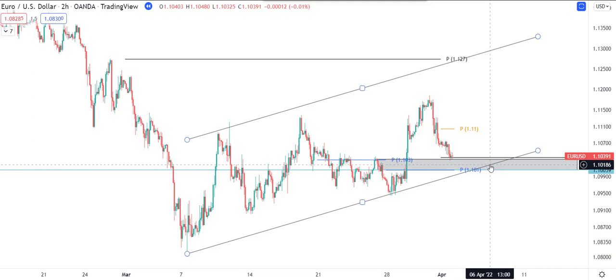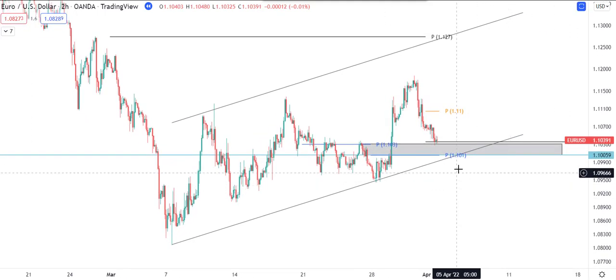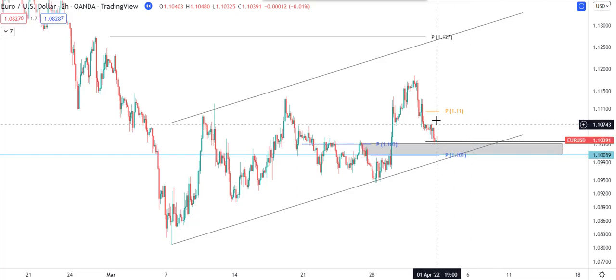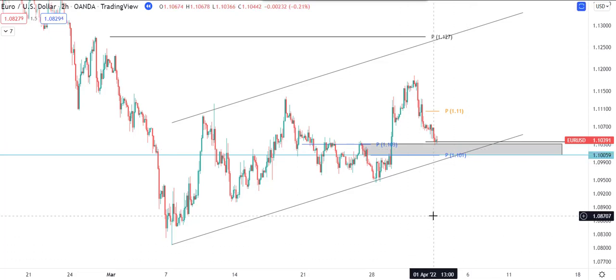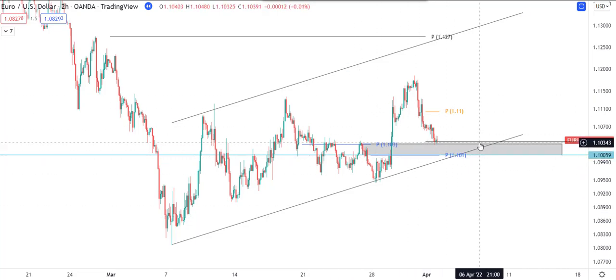Also, a break of that lower bound of the channel will also be a break below the monthly pivot. We're not focusing on the daily and the weekly for now, but only on the monthly. Let's see how price action develops at the monthly pivot in the first week of April. Logic is simple. If price closes below, you only look to sell. If above, you look to buy. And then we'll discuss the targets.